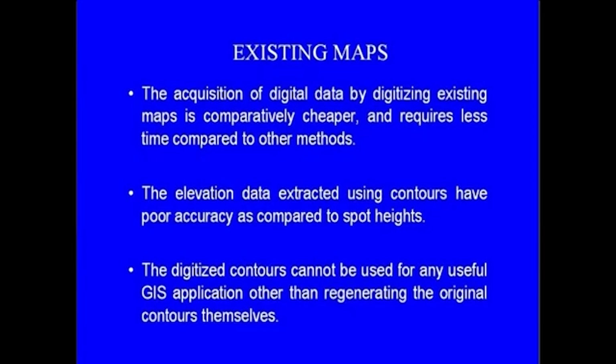The next is existing map. The acquisition of digital data by digitizing existing maps is comparatively cheaper and requires less time compared to other methods. The elevation data extracted using contours have poor accuracy as compared to spot heights. The digitized contours cannot be used for any useful GIS applications other than regenerating the original contours themselves.